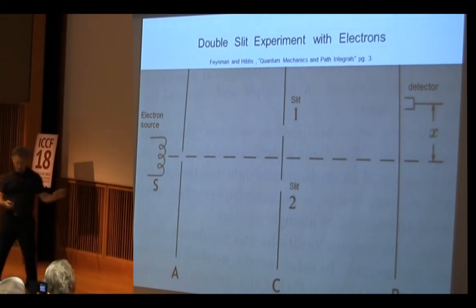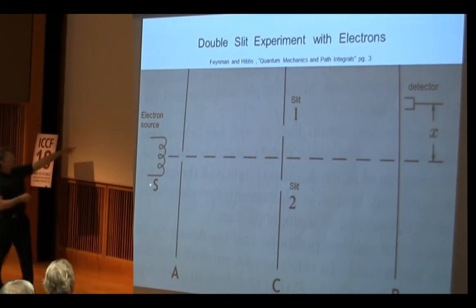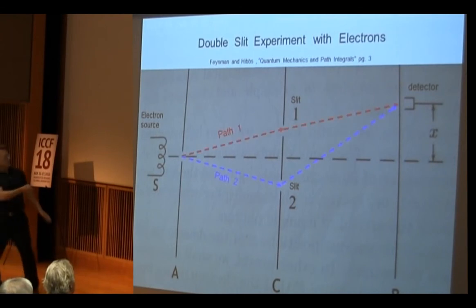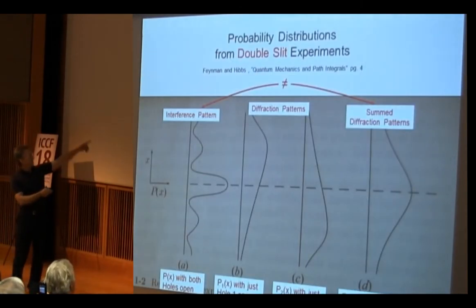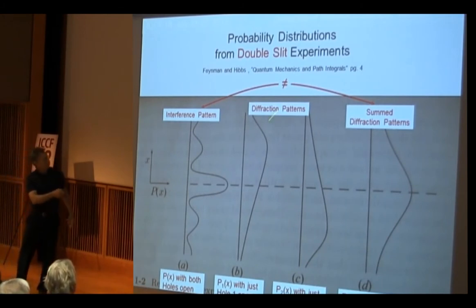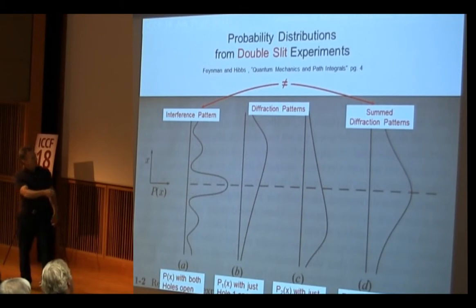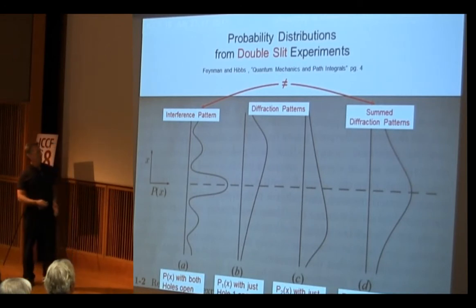Well, this is where quantum mechanics starts a little bit. We'll start with this, which is right out of Feynman's book. You have an electron source, double slits, and a detector. We're going to have two paths, path 1 and path 2. To do the experiments, you get an interference pattern with both slits open, and a diffraction pattern with either of the two slits open. You add the two diffraction patterns and, of course, it's not the same. That's quantum mechanics right there.